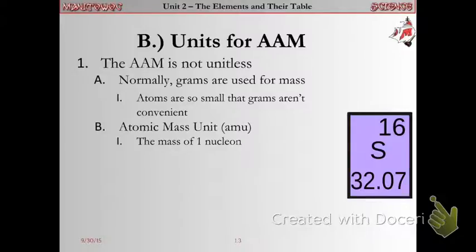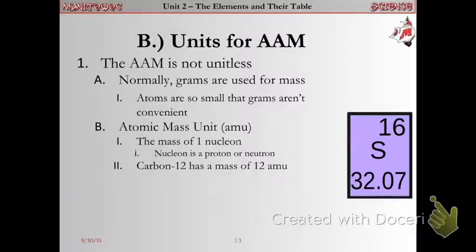So the atomic mass unit is defined as being the mass of one nucleon. Now you think, okay, what's a nucleon? Well, a nucleon is simply a proton or a neutron. Believe it or not, protons and neutrons have very, very similar masses. The neutron's a little bit bigger, but not enough for us to worry about. So, in essence, we say the proton and the neutron have the same exact mass, and that mass is equal to one atomic mass unit.